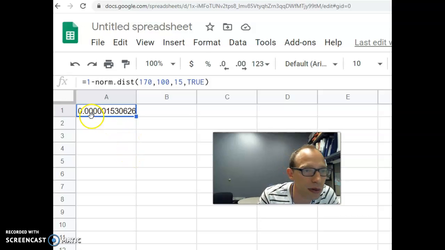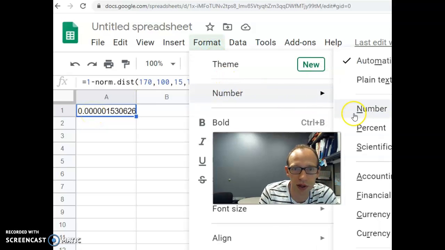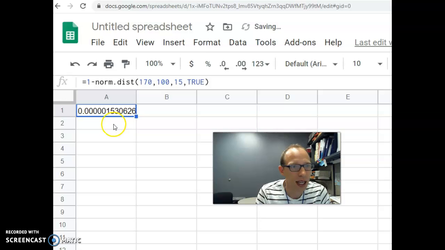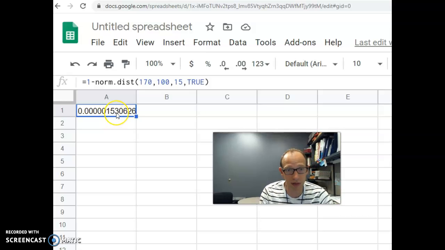So in this case, if we would convert this to a percent, we'd shift over 2 decimal points, or we could even just go to Format, Number, and hit percent. It'd be 0%. What it really is 0.0000153%. That's just how rare it is, and it's so low that it rounds to 0.